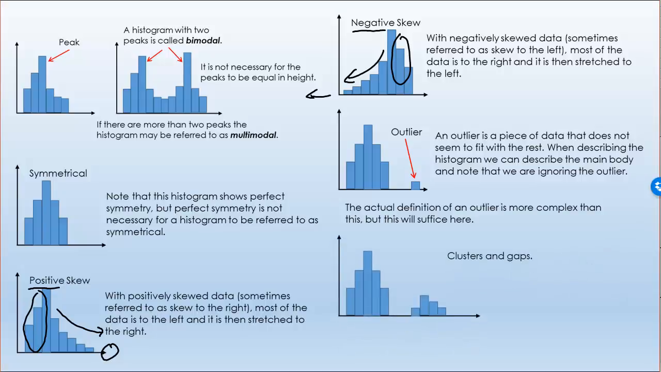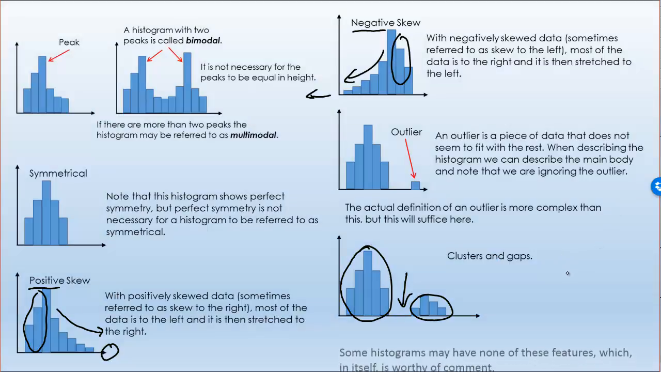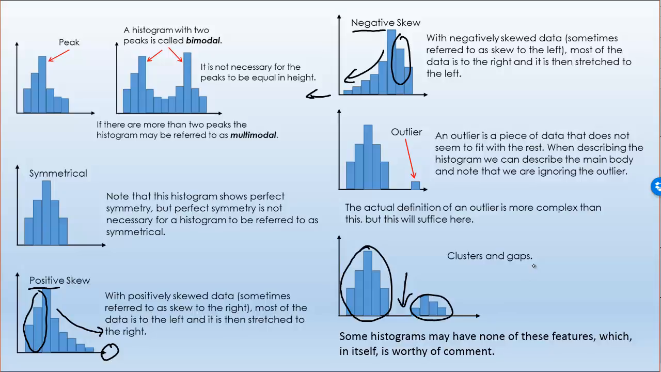This situation will be referred to as clusters and gaps. We can see clusters here and a gap in the middle. Some histograms may have none of the features that we've outlined so far, but that in itself is worthy of comment and something to mention.